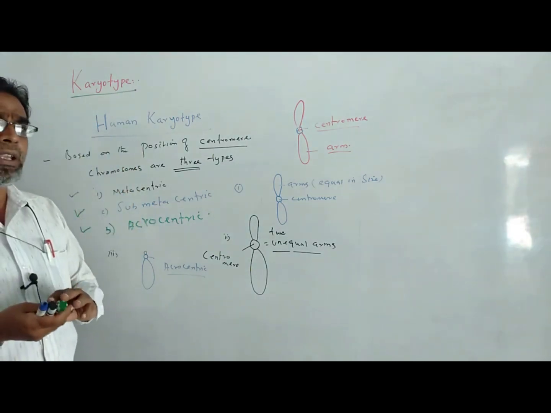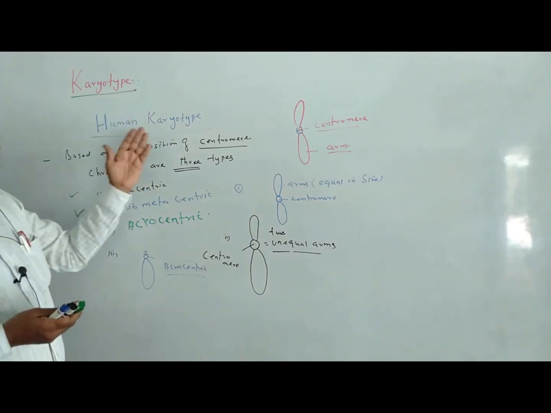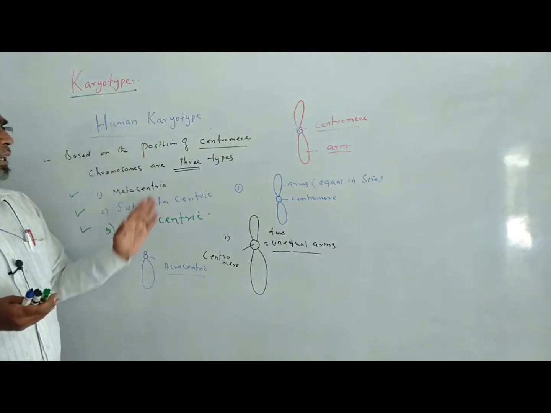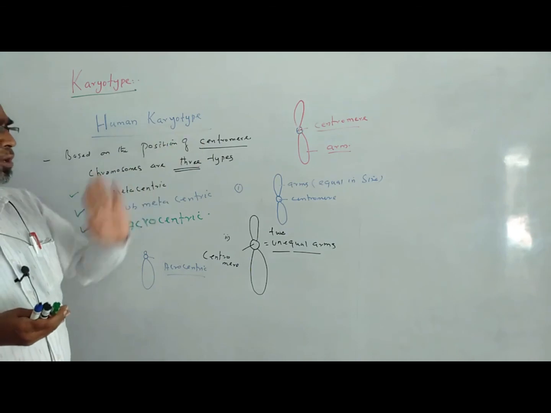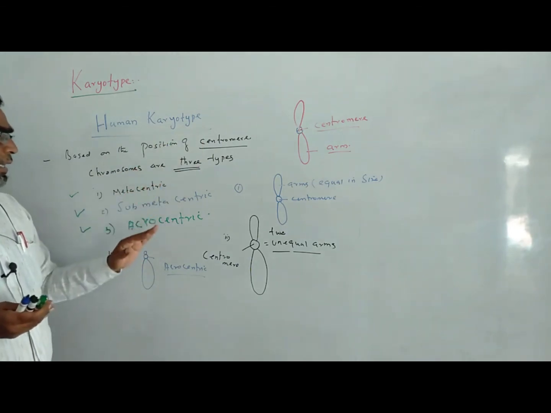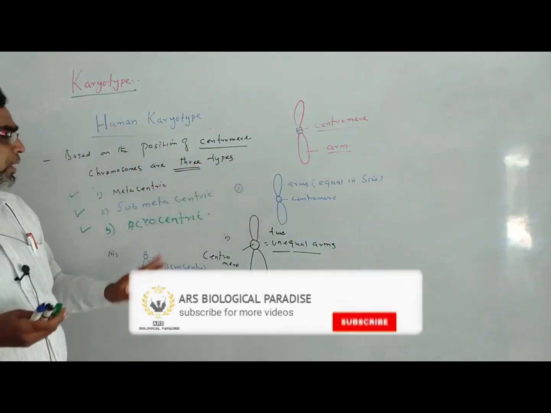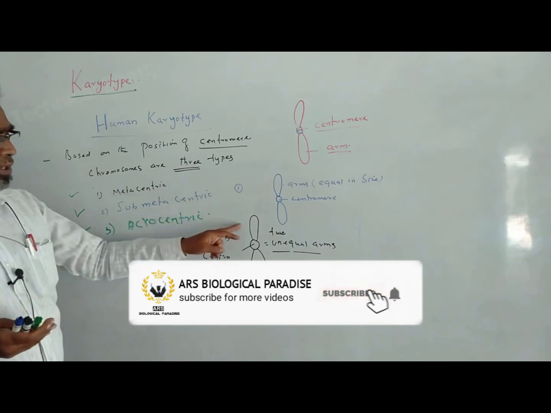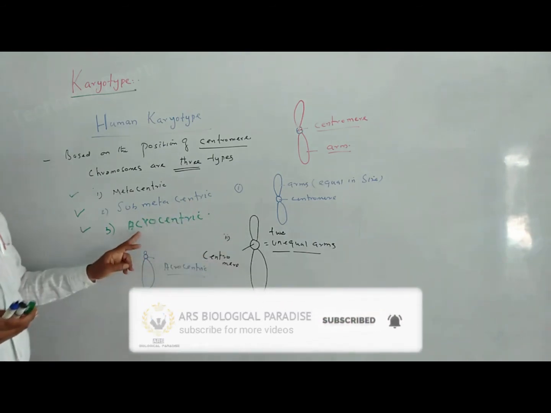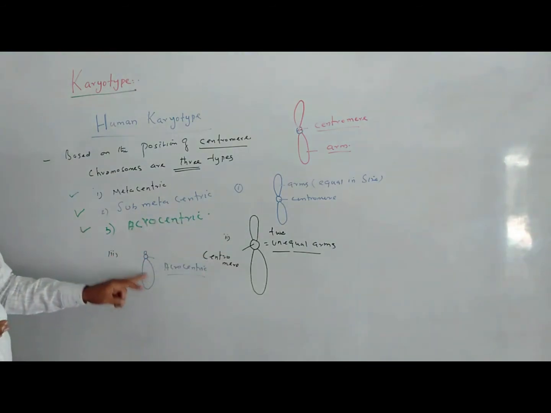We have already discussed the uses. So what are the types of human karyotype? Three types are there based on the position of the centromere. One is metacentric, which gives two equal arms. One is submetacentric, which gives two unequal arms. Whereas in acrocentric, only one arm is bigger, like this structure. So this is called acrocentric.